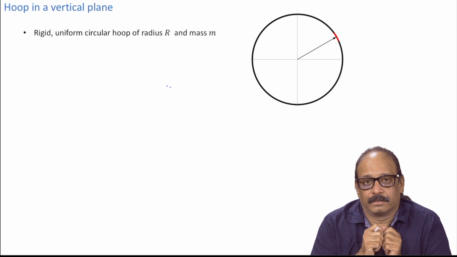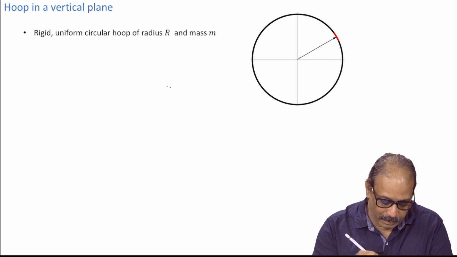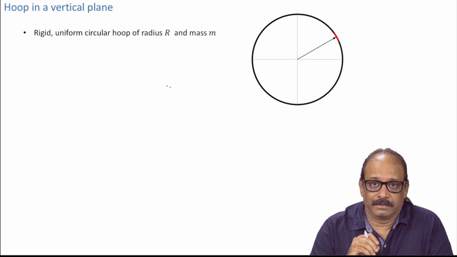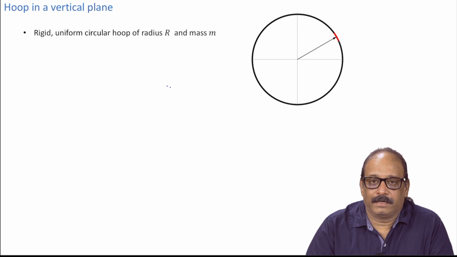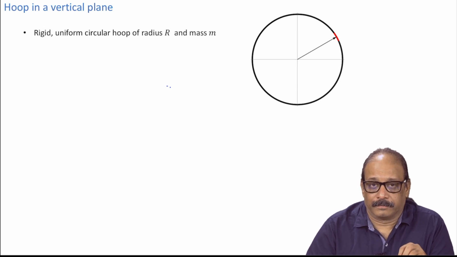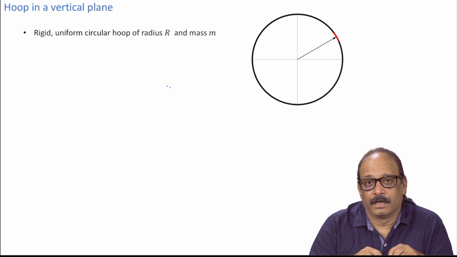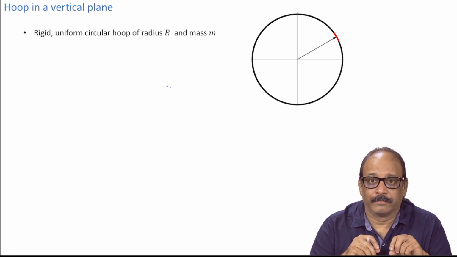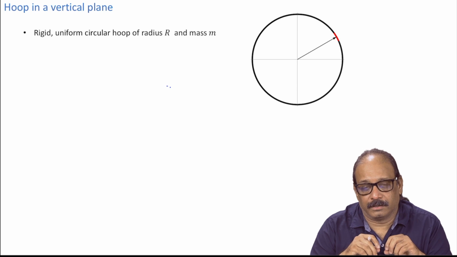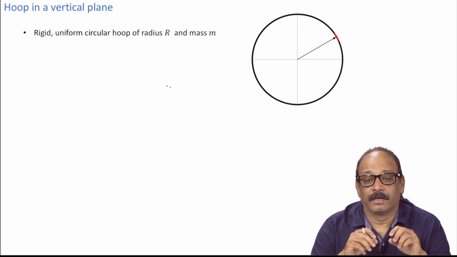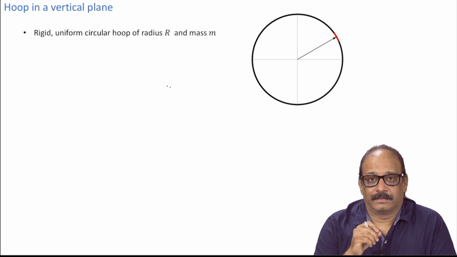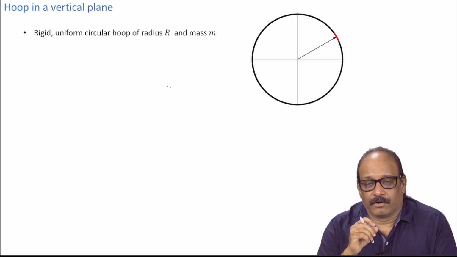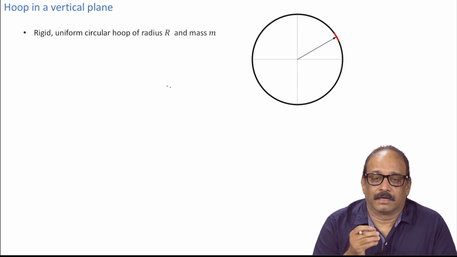Now, this hoop is uniform, that means its mass is distributed uniformly over the hoop, and let us say its radius is r. Now, this is a rigid body. So, of course, a rigid body normally we consider as a collection of many particles, and then there are also a large number of holonomic constraints, that the distance between each pair of particles is constant.